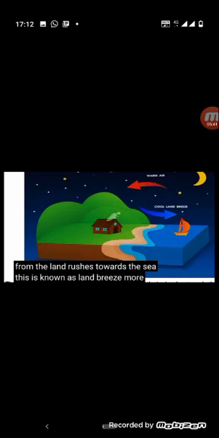Now you can see the breeze from the land rushes towards the sea, and this is known as land breeze. You can define it in this way also.